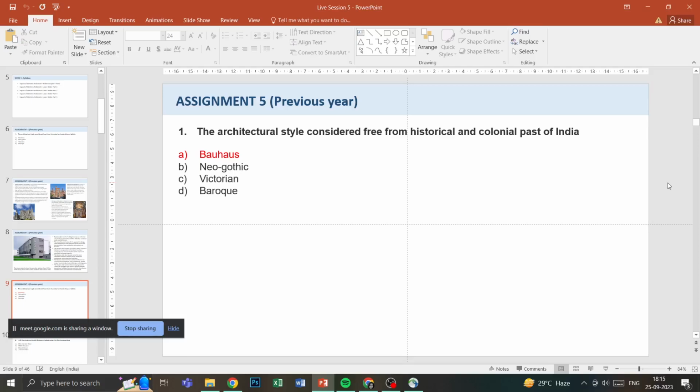Bauhaus was brought to India by the modern Indian architects who either studied in Western countries and then started practicing in India, or various other Western architects who came to India, who were invited to design a few buildings. So our answer is Bauhaus.